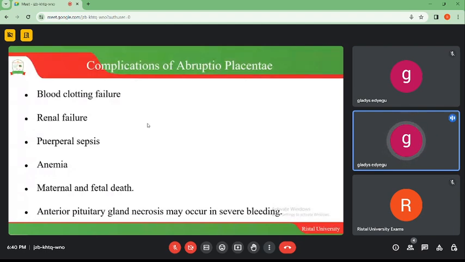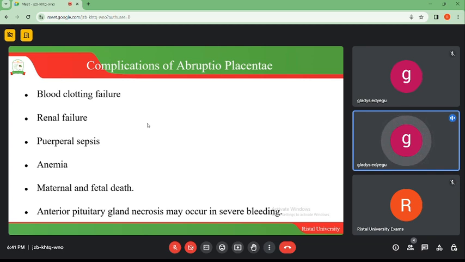each type of APH has its complications. So blood clotting failure, and then also renal failure, having mentioned the 30 mils of urine per hour. Sometimes they end up having less than 30 mils per hour, and this can cause renal failure. Then puerperal sepsis can also occur both in abruptio and previa. Then anemia is in both because there is loss of blood in both.